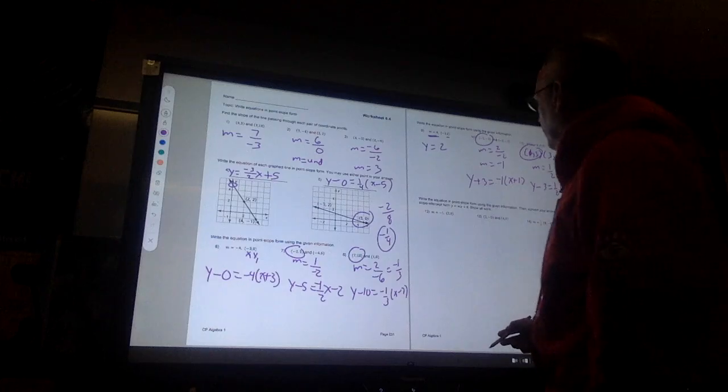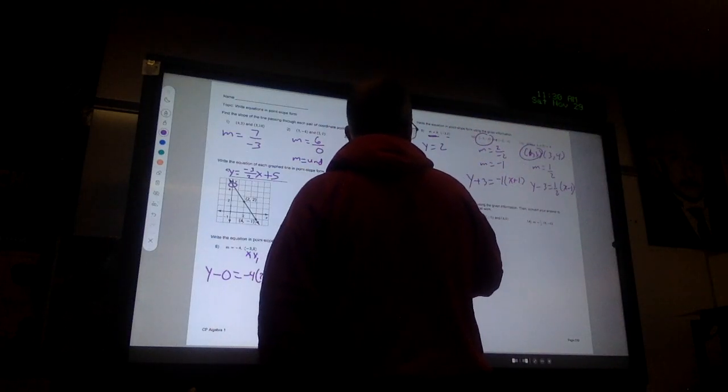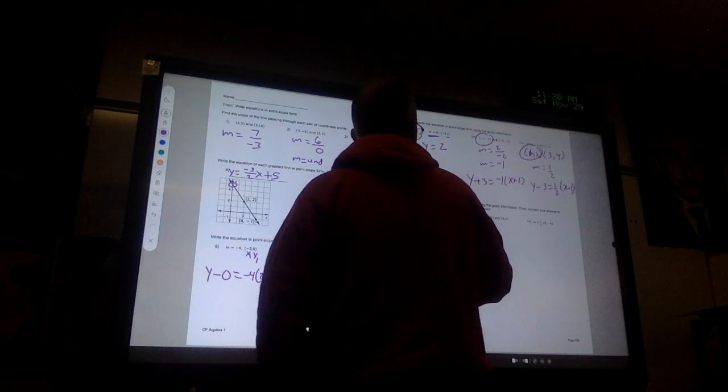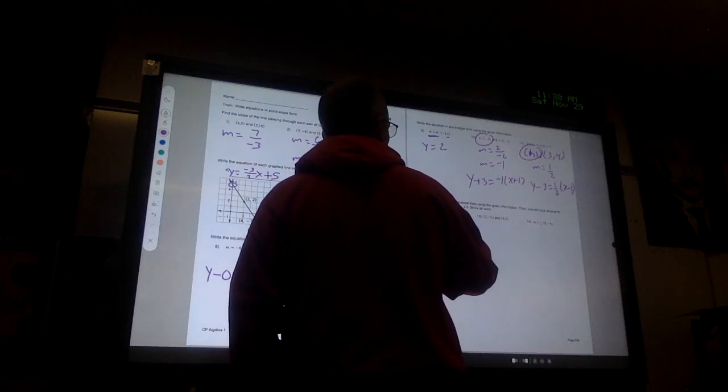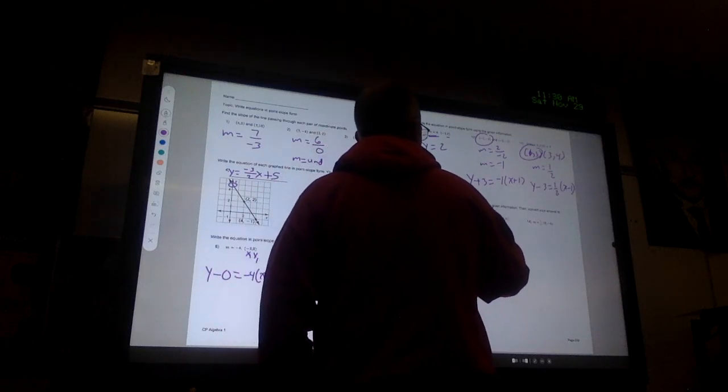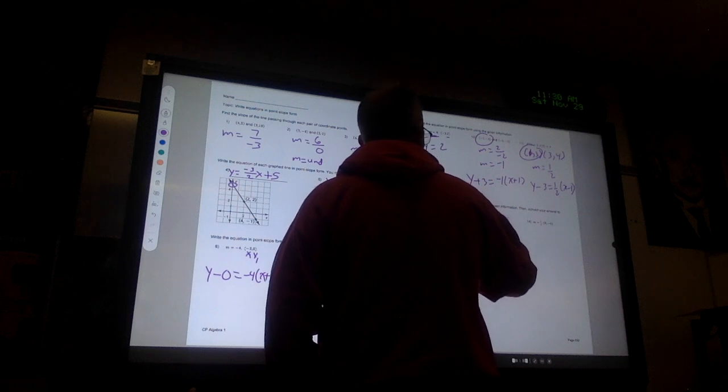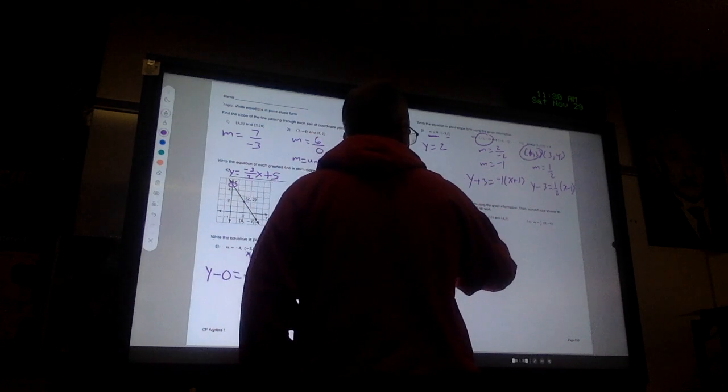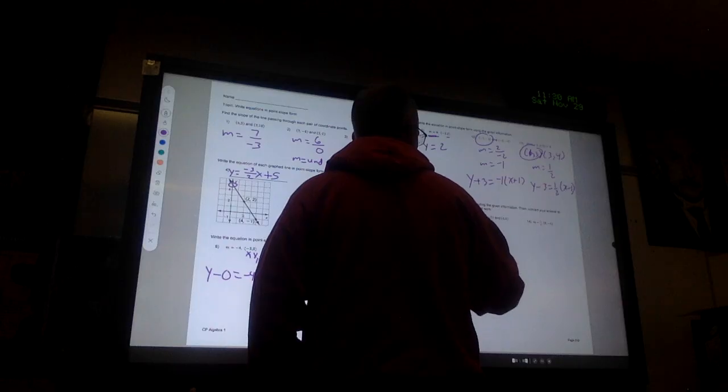So what we want to get to is y equals mx plus b. So I'm going to go, that's x1, y1. So I'm going to go y minus 0 equals negative 1, x minus 5. Y minus 0 is just y. Distribute this over, so I'm going to get negative x plus 5, and it's done.